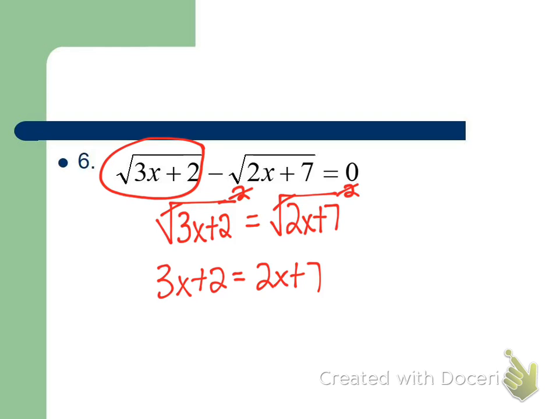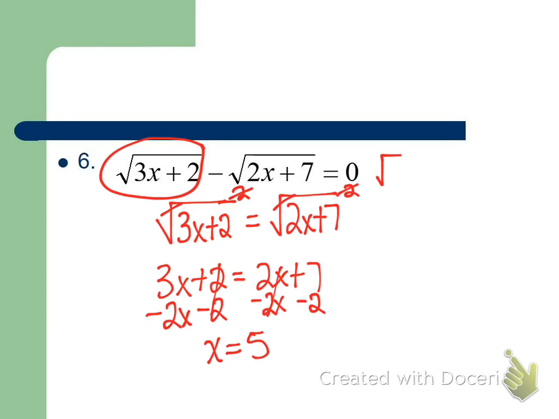What do you want to do to make that happen? Subtract 2x and also subtract the 2. Okay, so we subtract 2 from both sides, subtract 2x from both sides. What does that leave us with? X equals 5. We only get one answer this time, but we still need to check it.